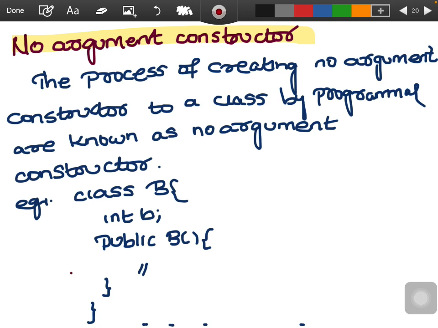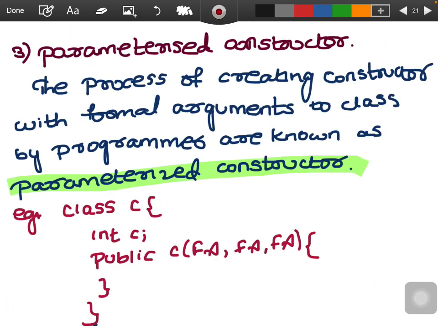Next, the no argument constructor. The process of creating a no argument constructor to a class by a programmer is known as a no argument constructor. Here we have a no argument constructor and the same class name as the constructor name, but here it is defined by the programmer.